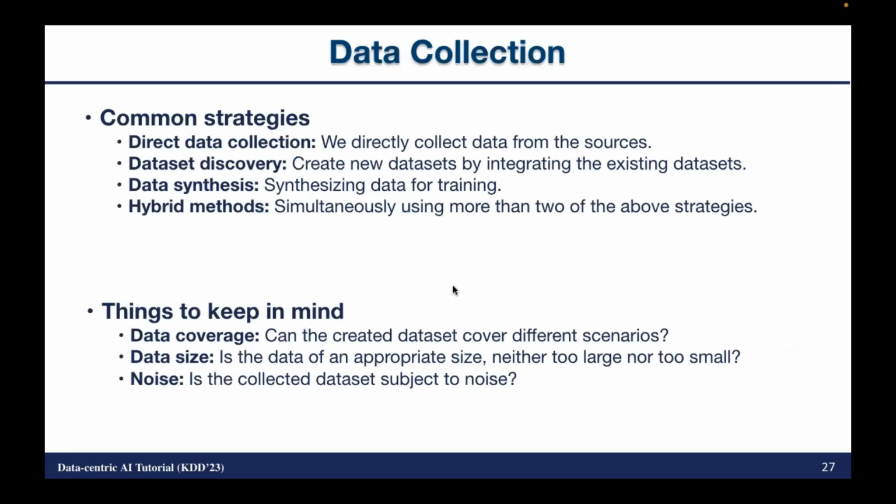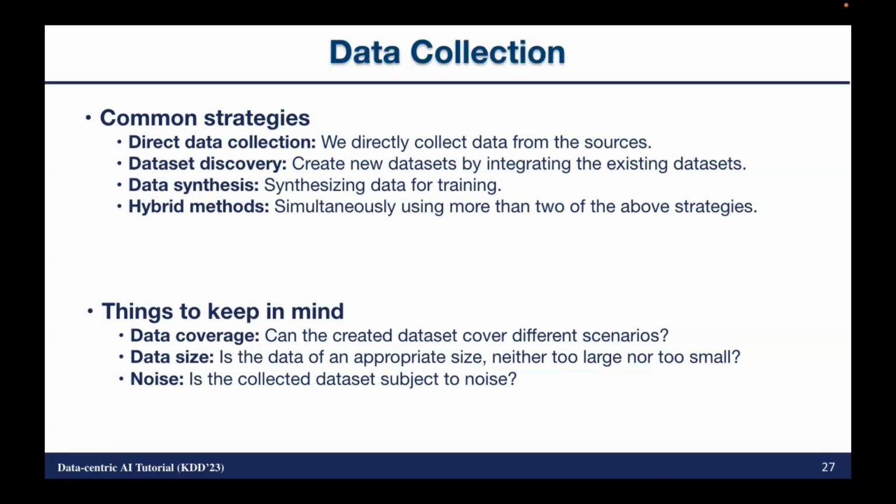So firstly, I will talk about data collection, which is the most important, because the source of data determines what model we can have finally. I first listed several common strategies, which include direct data collection, which means we directly collect data from the sources. The second one, which is very popular especially in the database community, is called dataset discovery, which means we create a new dataset by integrating existing datasets.